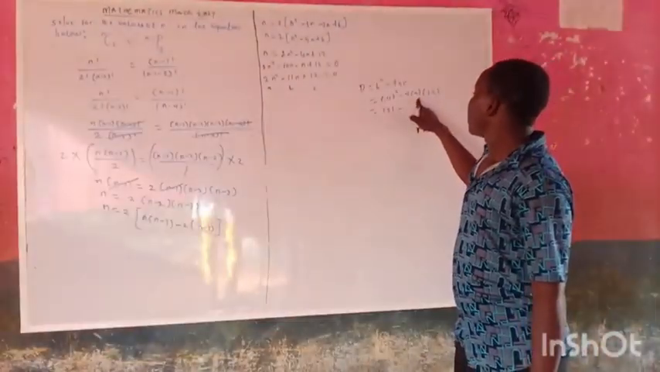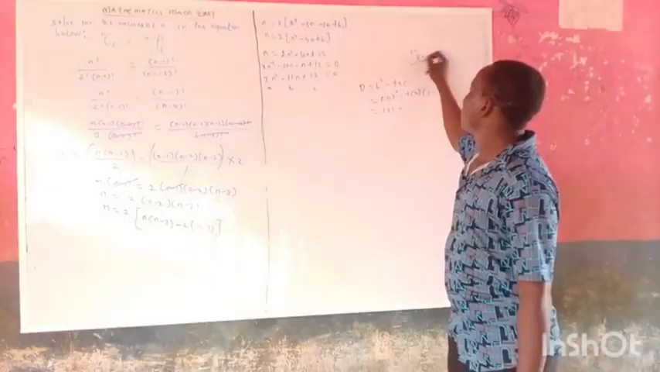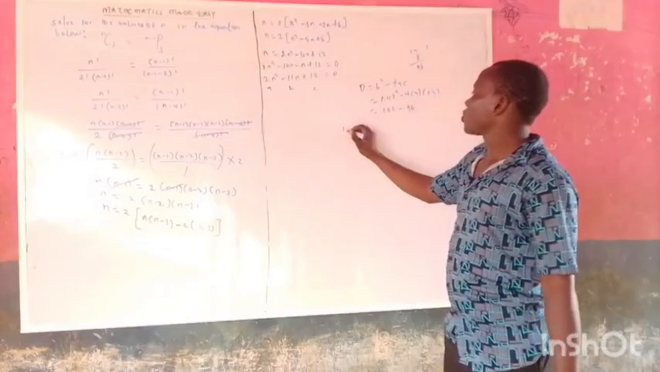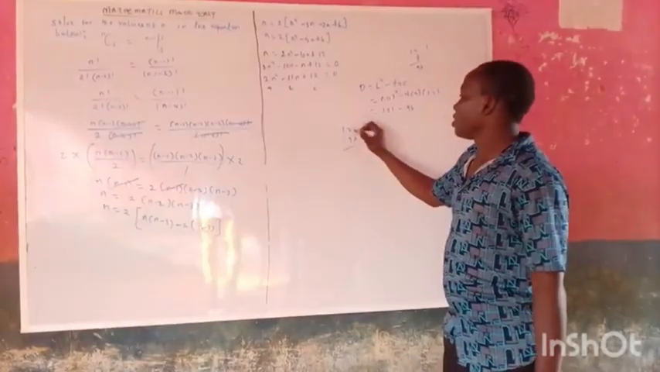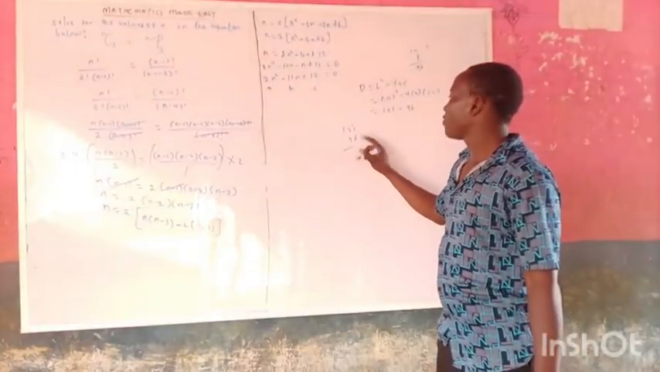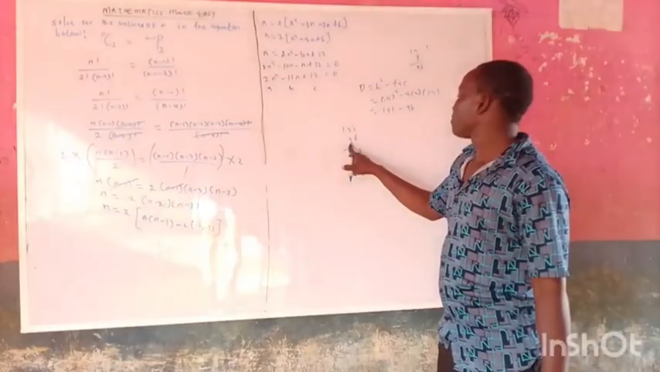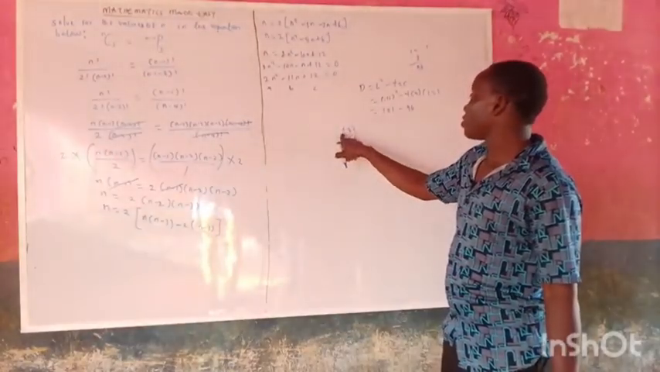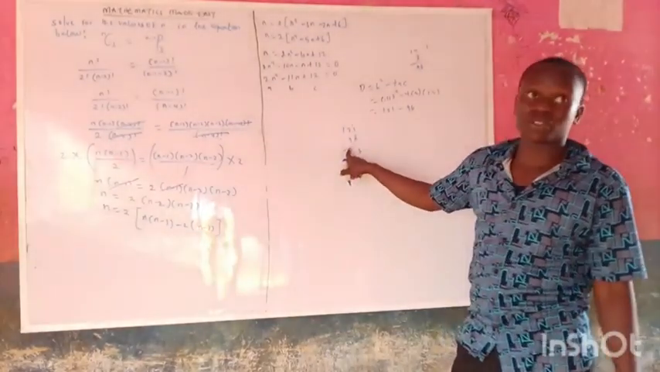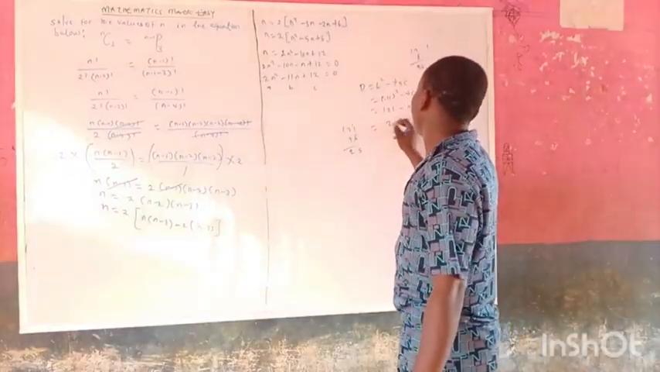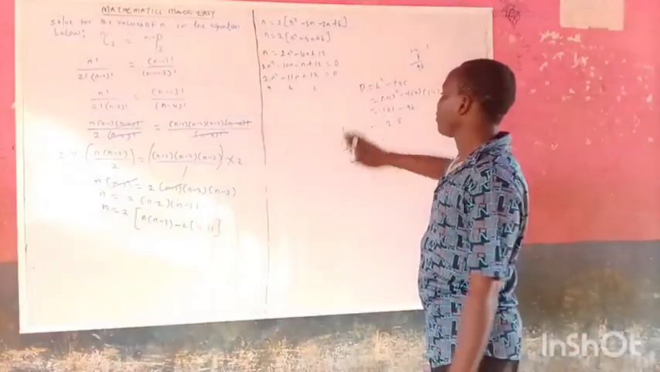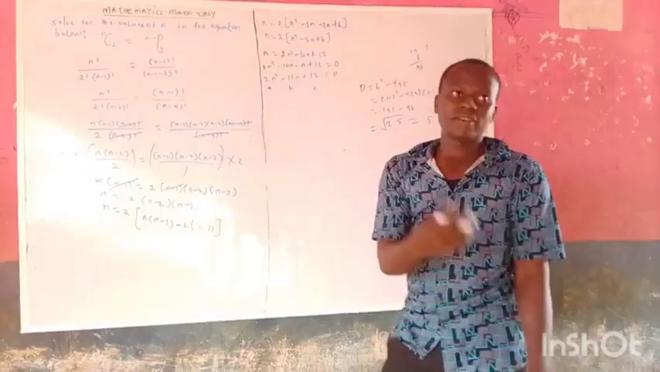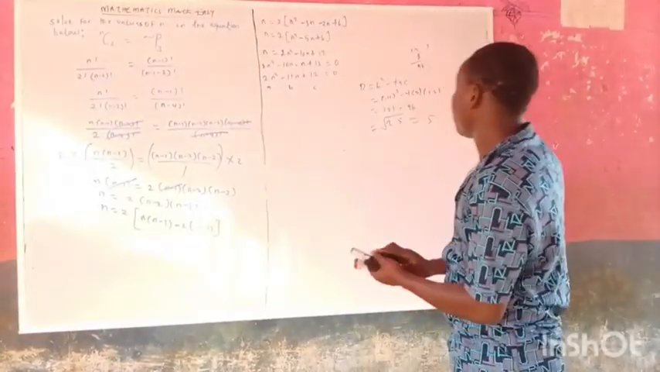Alright, minus 4 times 2, that is 8. Then 8 multiplied by 12 is 96. So what is 121 minus 96? Yeah, we have 11 here, right? We have 1 here. So 121 minus 96 will give us 25. Then if you take the square root of 25, we got 5. That shows that this can be factorized. Okay? So that's how you find your discriminant.